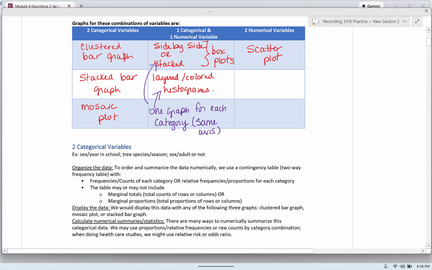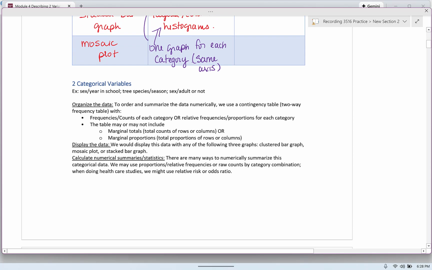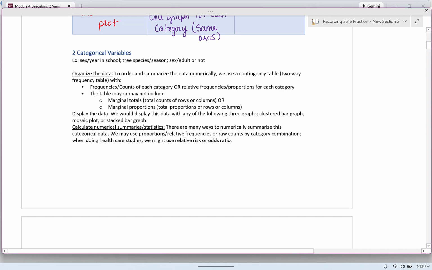So let's do our first example with two categorical variables. Some examples of two categorical variables would be biological sex and what year you are in school, tree species and what season it is, biological sex and whether you're an adult or not. And when we organize this data, we want to order and summarize this data numerically using a contingency table. This is our equivalent of a frequency table, but because we have two variables, this is called a two-way frequency table or a contingency table.